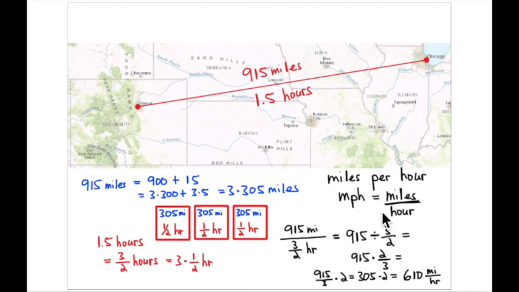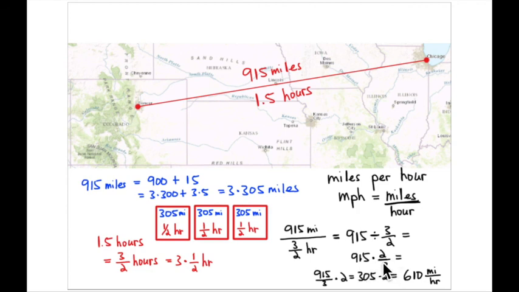So let's go through this a little bit more. So miles per hour, when I see that, it tells me this is the y and this is the x. So 915 divided by 3/2. So then I would write it this way. 915 divided by 3/2. And to do this calculation, you use the inverse operation and you use the multiplicative inverse, also known as the reciprocal. You have to use both the inverse operation and the inverse of the number in order for it to make sense. So it's 915 times 2/3.